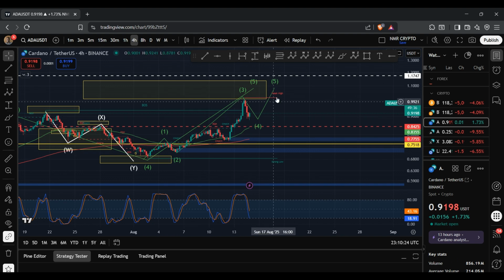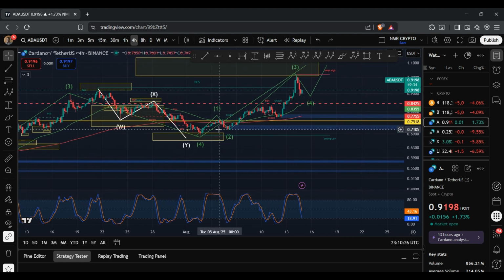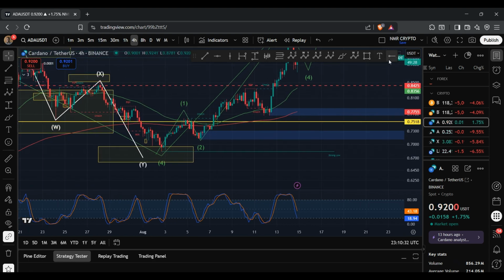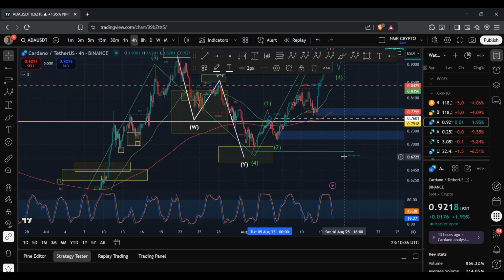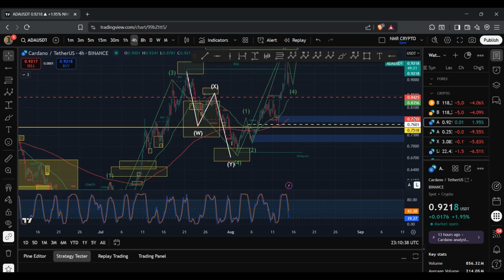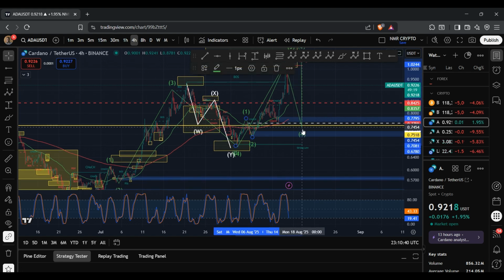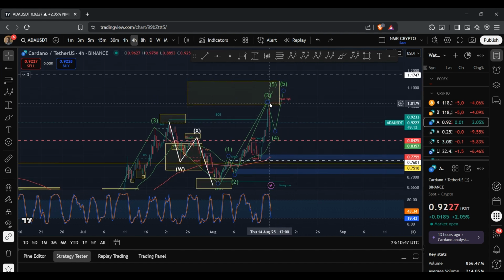But for this structure to play out, what we need is for ADA to not breach this level here, which is the wave 1 or the wave 2 origin. And that level sits at 76.01 cents. And so in Elliott Wave Theory, what you can't have is the wave 4 cross the wave 1 or the wave 2 origin. And so if it does so, then that would mean that we ended up topping off at this level, and then we see that bigger retracement to the downside.